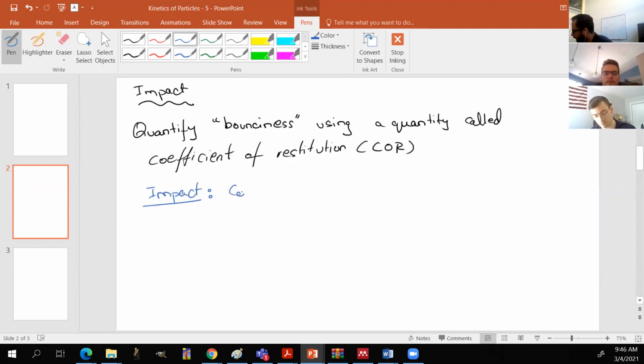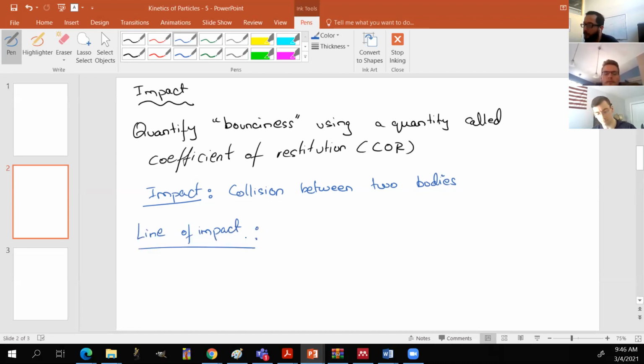two particles. So, collision between two bodies, right? And we need to define another thing when we're looking at impact. That's called the line of impact, right? So this is the common normal to the surfaces that contact. So it's basically another way when you're looking at balls, you can think about it as the line that's joining the center of the ball.